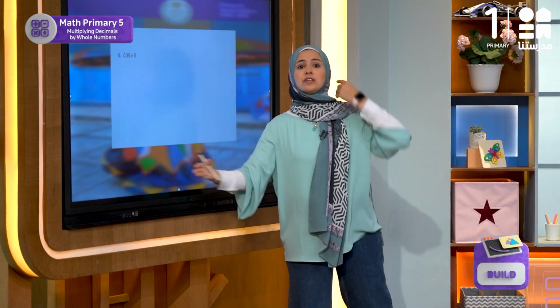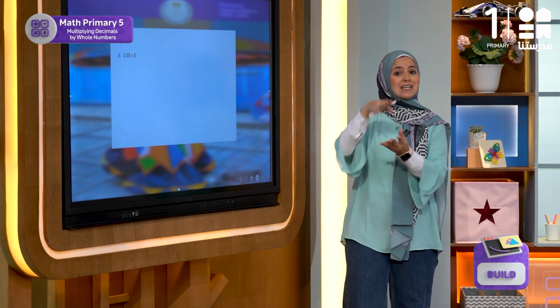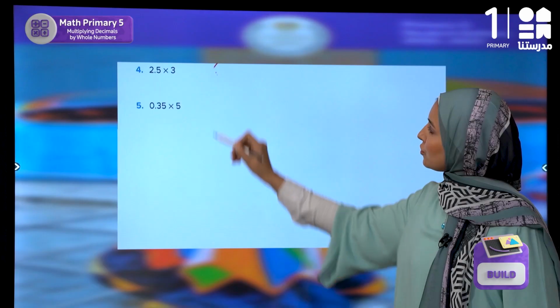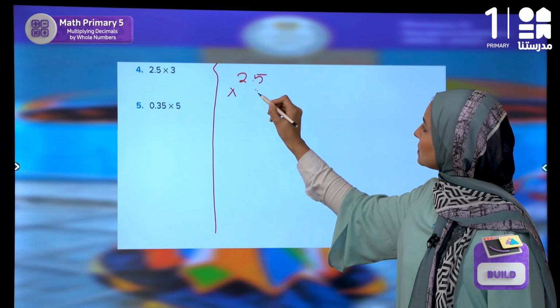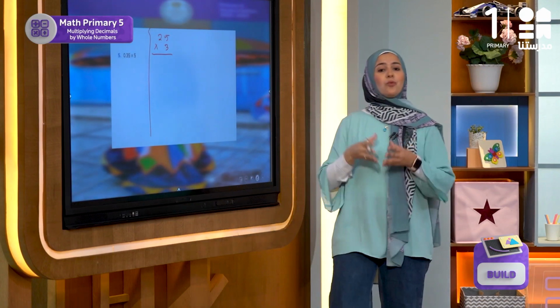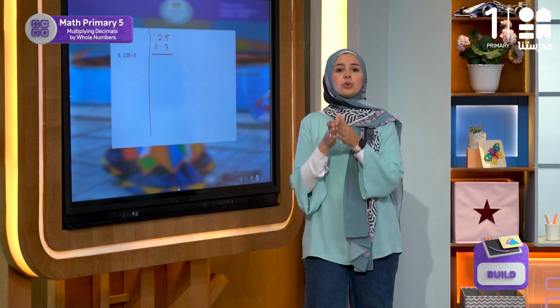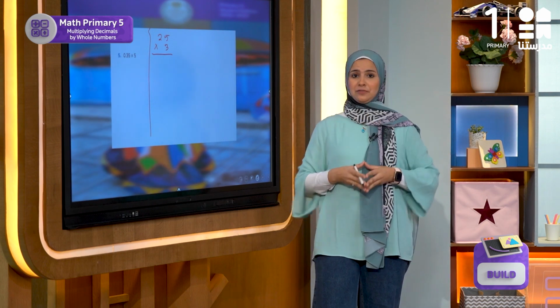So 7.5. If we want to solve it using the standard algorithm, let's check. I'm going to solve this question using the standard algorithm. We start by placing the 2 numbers vertically. What are my 2 numbers? I'm going to write over here. I have 2.5 times 3. Now, I'm going to multiply normally. So we will work the problem as we multiply normally, 3 times 25.